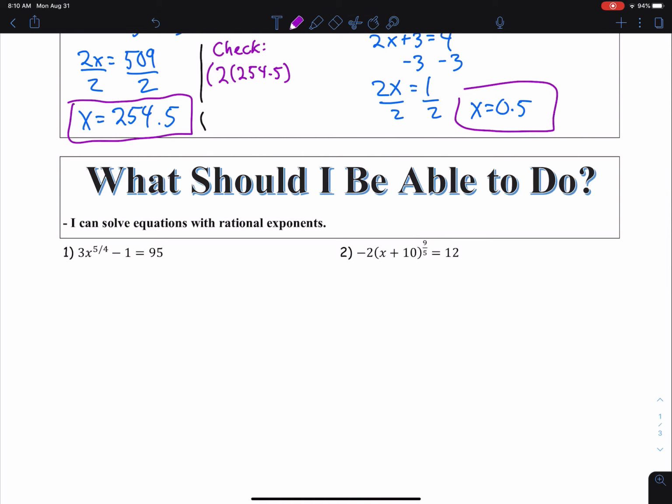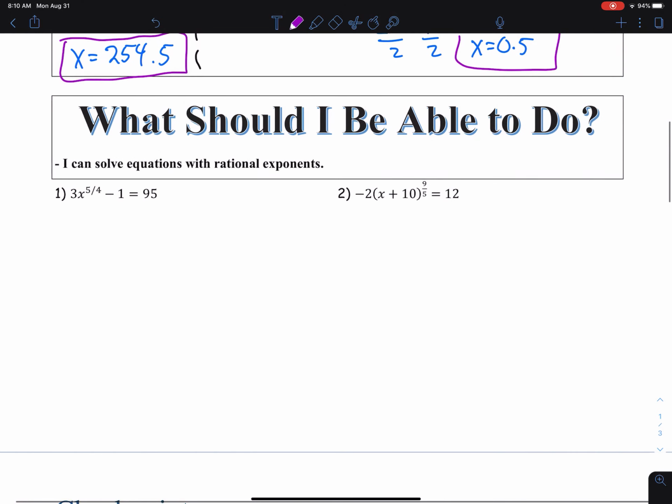Well, what I'm seeing is we have the rational exponent on the left with the x, but everything's not underneath that rational exponent. Think of it as a radical, because that's what it is. It's the 4th root of x to the 5th. We need to get that by itself first. So, what should I do to get that by itself first? Well, that 1 is not under any radical, so I should add 1 to both sides first. That gets us 3x to the 5 over 4 equals 96.